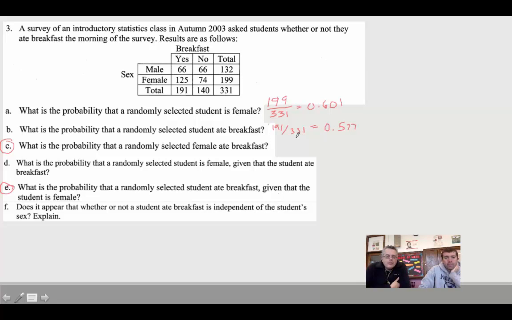They meant to say, what is the probability that a randomly selected student was a female and ate breakfast, but they didn't say that. The way it's worded is kind of conditional. So maybe we can write the symbol. The way it's worded is, what's the probability that a randomly selected female ate breakfast. So that's breakfast given that they're a female. That's not what they meant, but that's what they said. So there were 199 females and 125 ate breakfast. So 125 out of 199, and it's 0.628.